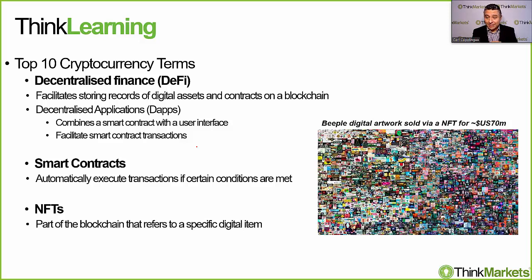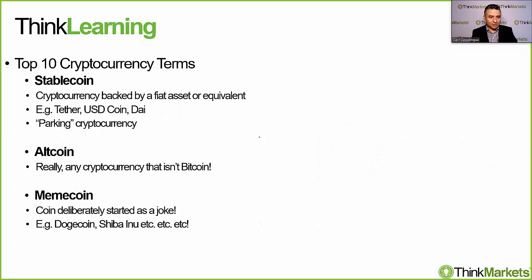Very, very famous artist at the moment, digital artist. He only does digital artwork, and he's created that particular image there, which is a collage of a bunch of other images that he created, and he sold that via an NFT for $70 million US. Very, very impressive. So, Picasso, Van Gogh, eat your heart out. It's probably the best way to put that.